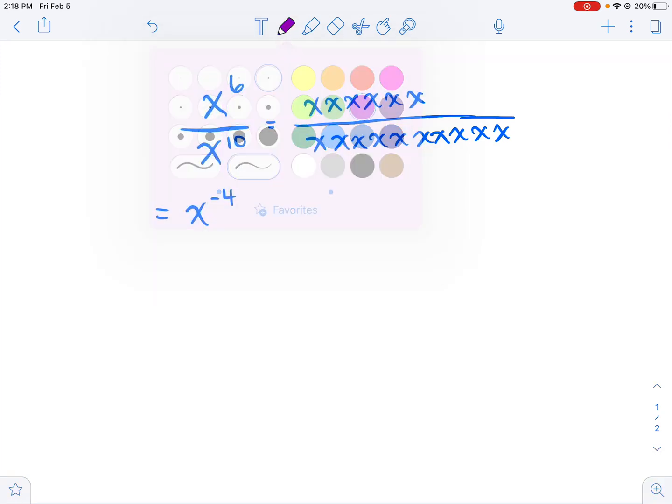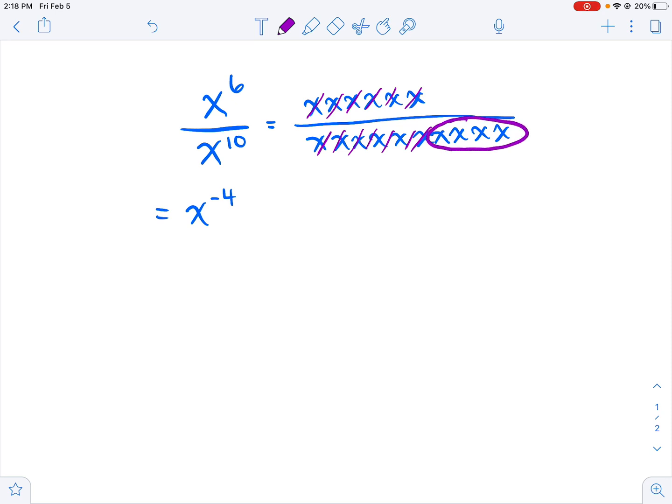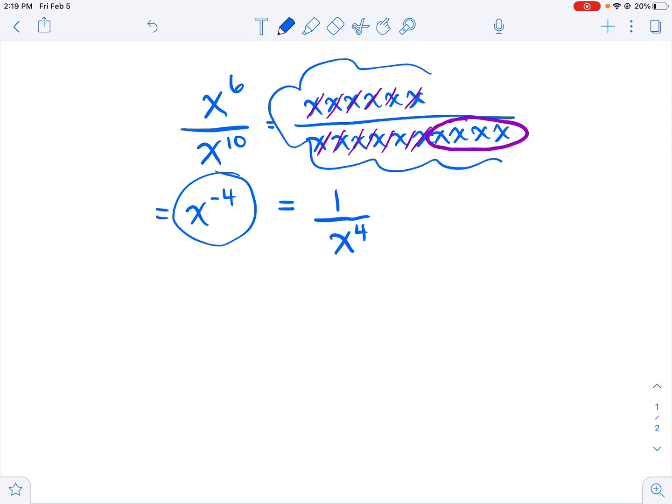So if you're simplifying this, you cancel those 6 out with these 6. That leaves you with 4 x's in the denominator. In the denominator, people. That's why when you have a negative exponent, it seems crazy that you would just flip it and put it positive on the bottom. But that's why. It does actually make sense. So those x's are actually in the denominator.